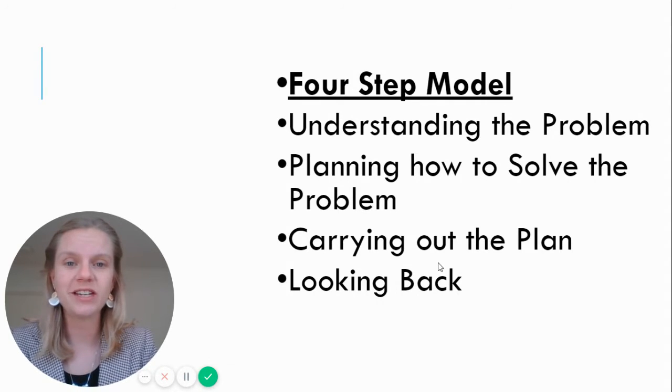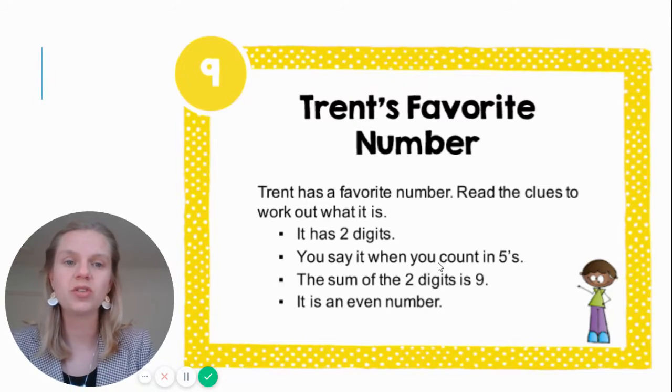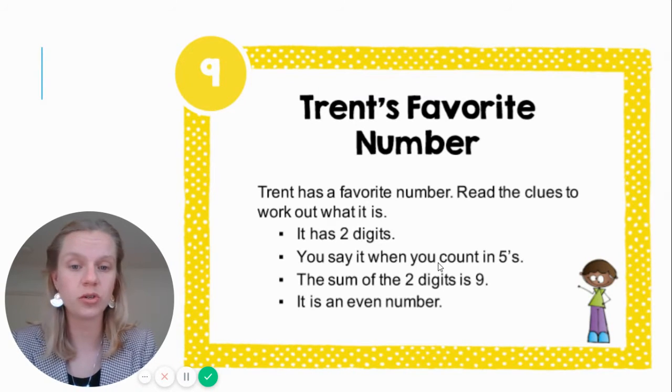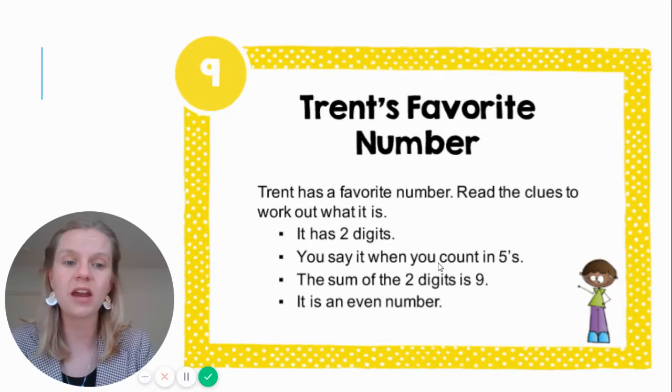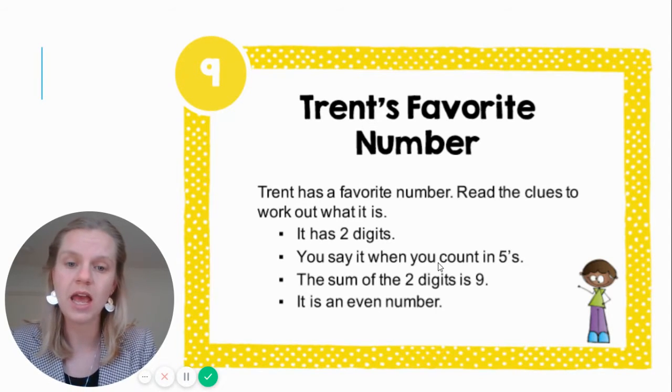So here's our problem for today. It's called Trent's favourite number. Trent has a favourite number. Read the clues to figure out what it is. And here are our clues. It has 2 digits. You say it when you count in fives. The sum of the 2 digits is 9. And it is an even number.